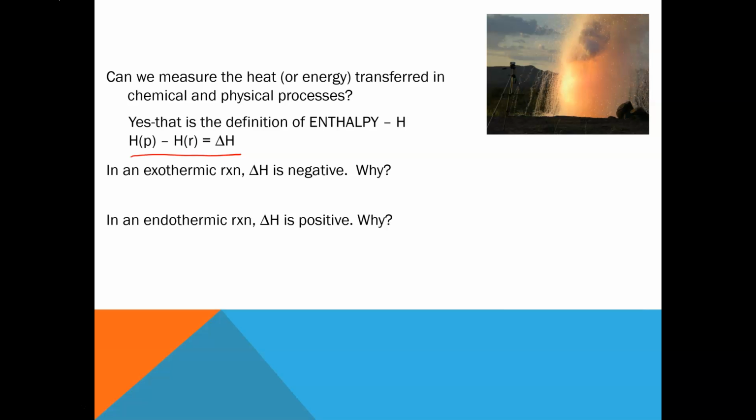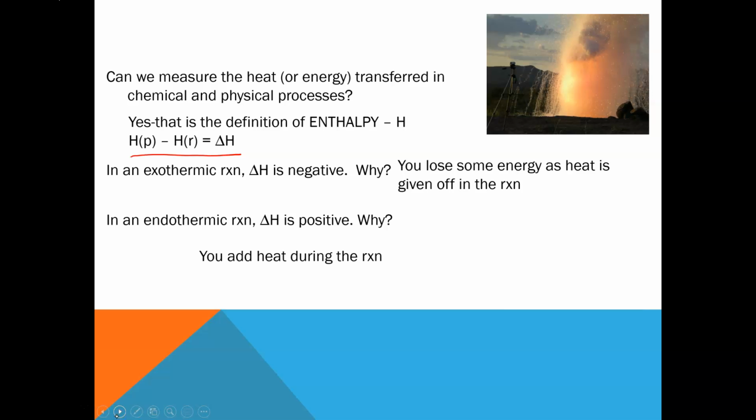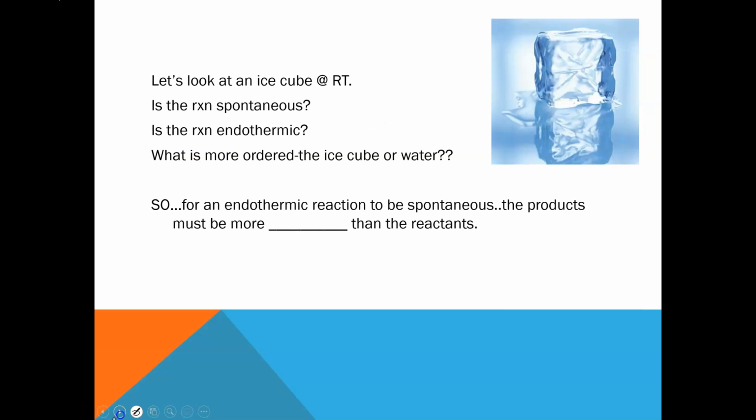In an exothermic reaction, delta H, we learned, is negative. Why? Because you lose energy. Energy as heat is going to be given off in the reaction. So what is an endothermic reaction? Why is that positive? Because you need to add heat during the reaction. It cannot proceed on its own without the implement of heat.